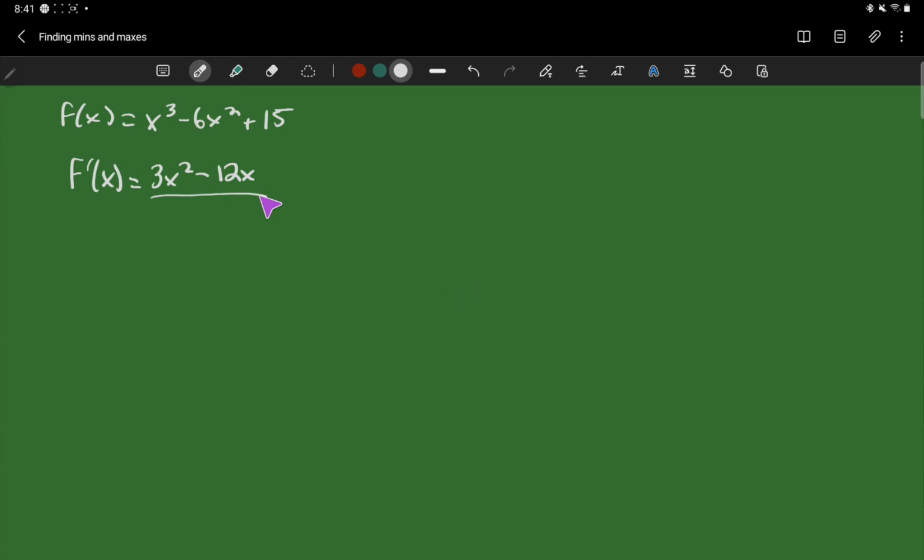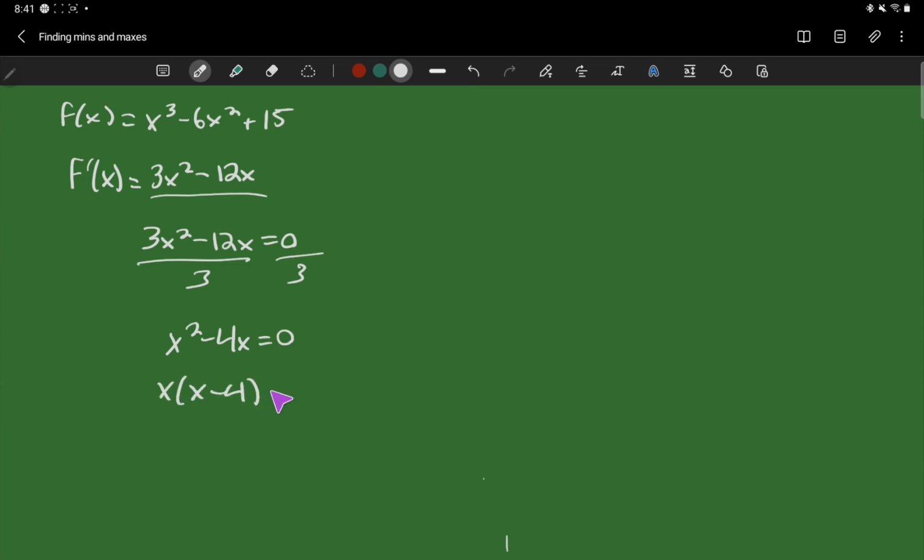And then again, we're going to take our derivative and set it equal to 0. The first thing I'm going to do here is divide both sides by 3. We get x squared minus 4x is equal to 0. And then we can just pull out an x, and this is an important form to keep it in. So now we know that the derivative is 0 at x equals 0 and 4. And then we're just going to go back in and make our chart again.